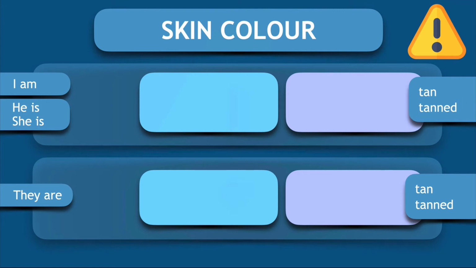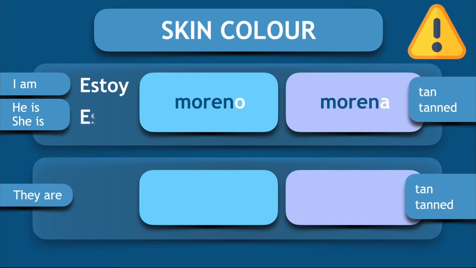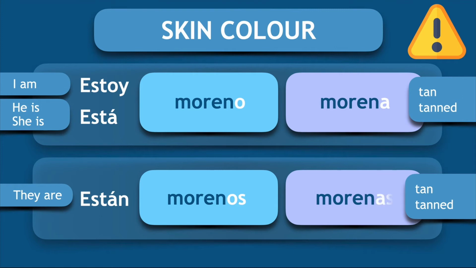I will explain the difference between ser and estar in another video, but for the time being, we will say that we have to use estar because the tan is temporary, as it will fade away. Estoy moreno, estoy morena, está moreno, está morena, están morenos, están morenas.